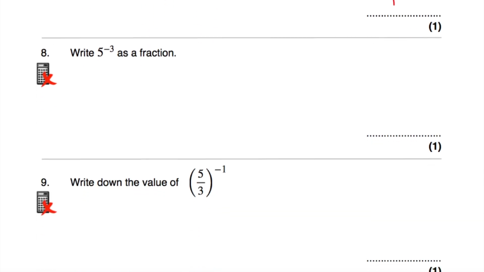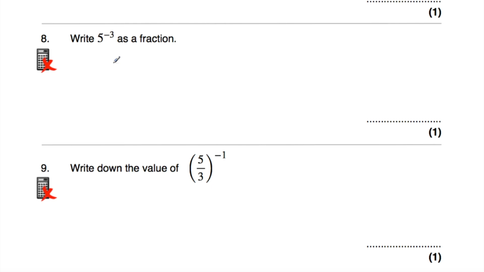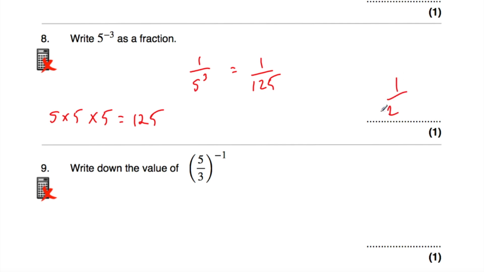Okay, next question, question number 8. We've been asked to write 5 to the power of negative 3 as a fraction. So we want to write this as a fraction, so let's get rid of the negative power, so we're going to do 1 over 5 cubed. And 5 cubed is 5 times 5 times 5, and 5 times 5 is 25, times 5 is equal to 125. So 1 over 5 cubed would be 1 over 125, or 1/125th. So as a fraction, 5 to the power of negative 3 would be 1 over 125. And that's it.